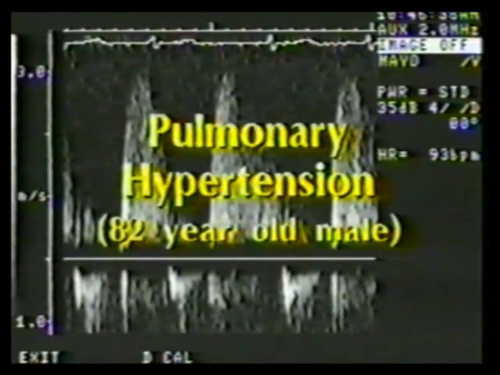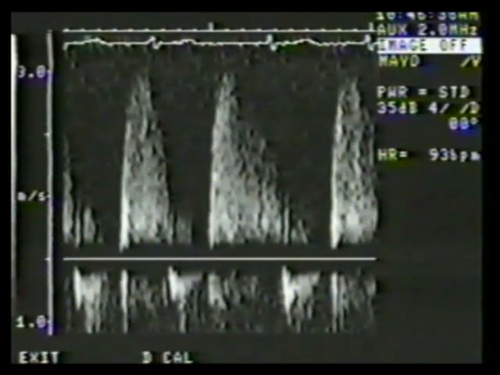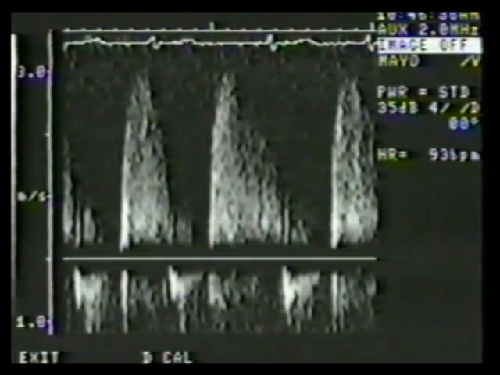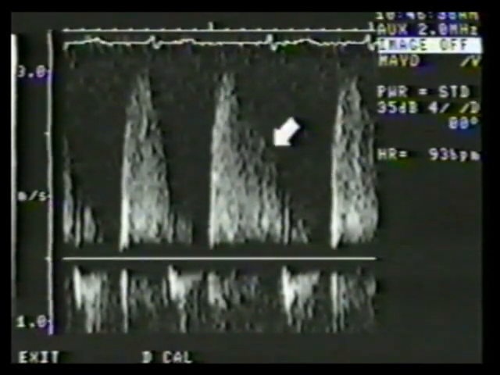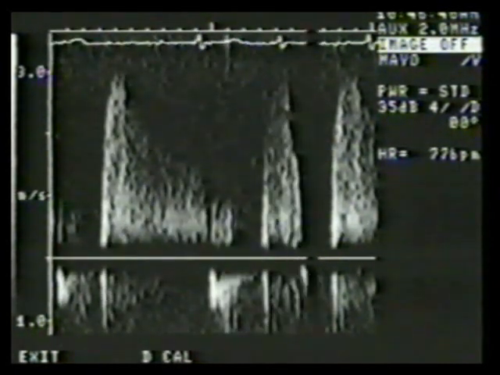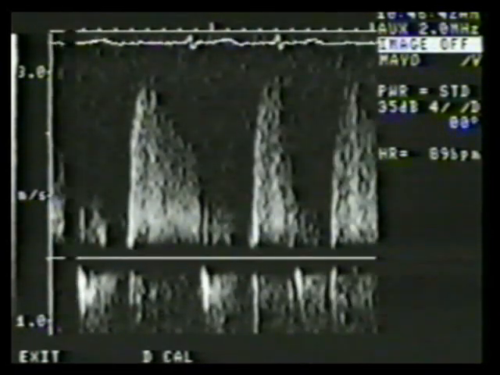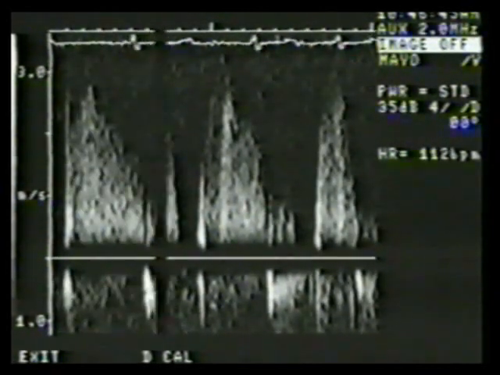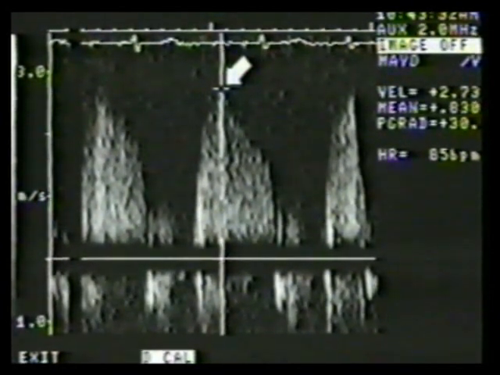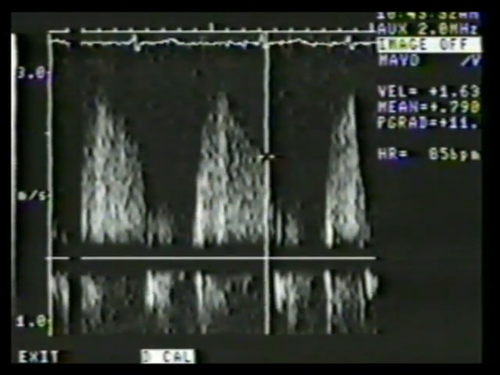This patient's pulmonary hypertension was felt to be thromboembolic in etiology. This is the CW spectrum of his pulmonary regurgitation. As is typical for patients with pulmonary hypertension, both the early and end diastolic velocities are increased. His early diastolic velocity measures 2.7 meters per second. The end diastolic velocity is 1.6 meters per second.